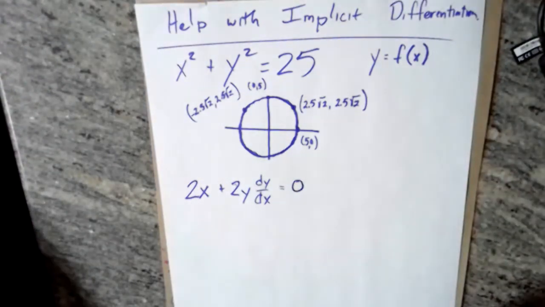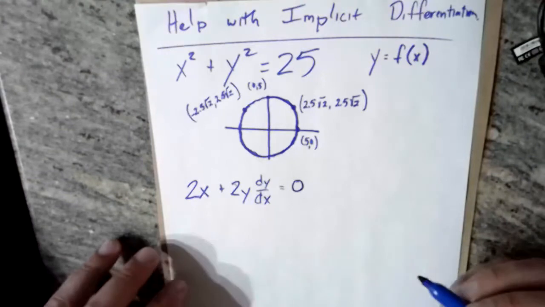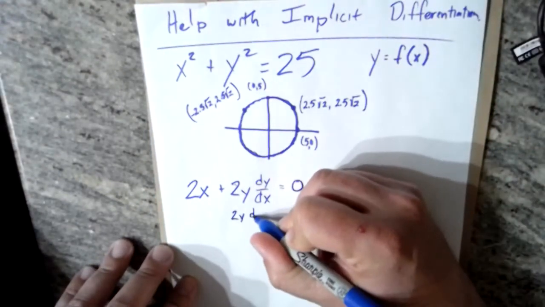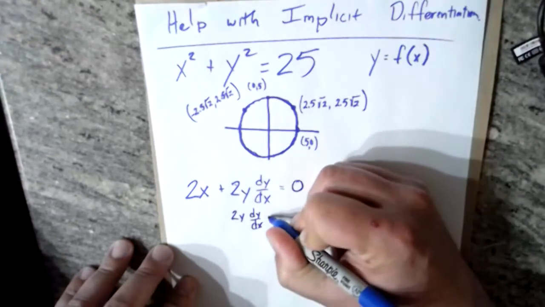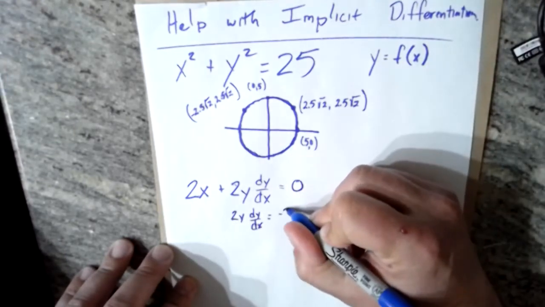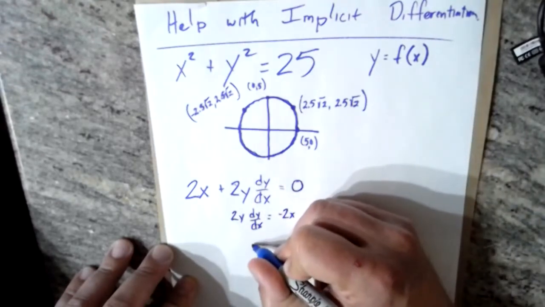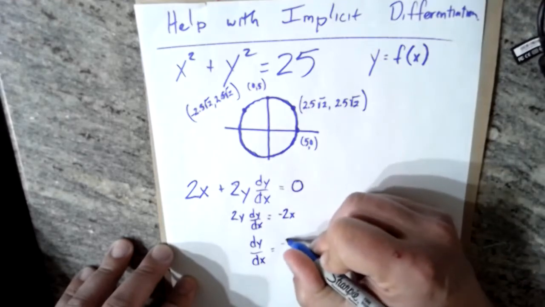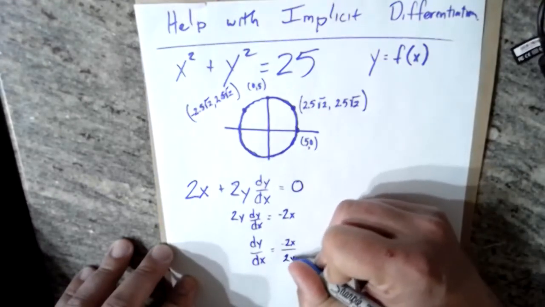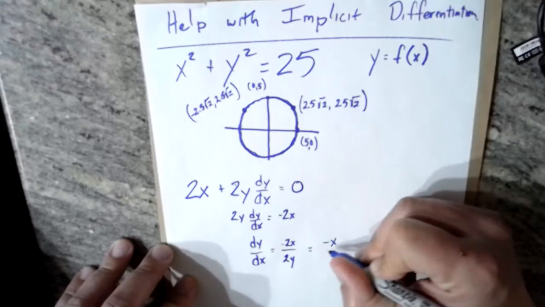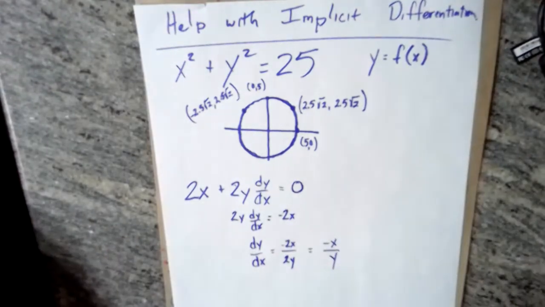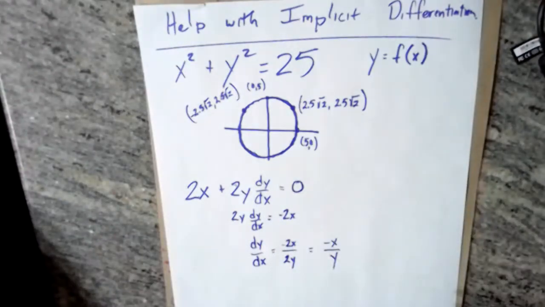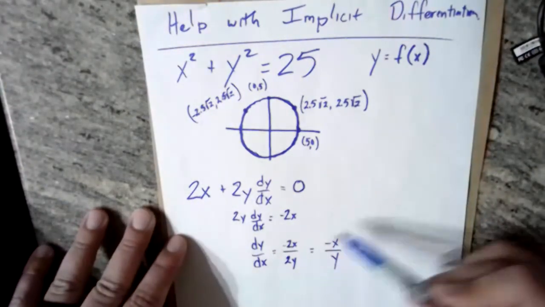Okay? Now, we want to solve this thing for dy dx. So subtract 2x from both sides, and you have 2y dy dx equals negative 2x. Then divide each side by 2y, and you get dy dx is negative 2x over 2y, which is negative x over y. What that is telling you, this dy dx, is the slope of the tangent line at any point. These are the points you can pick.